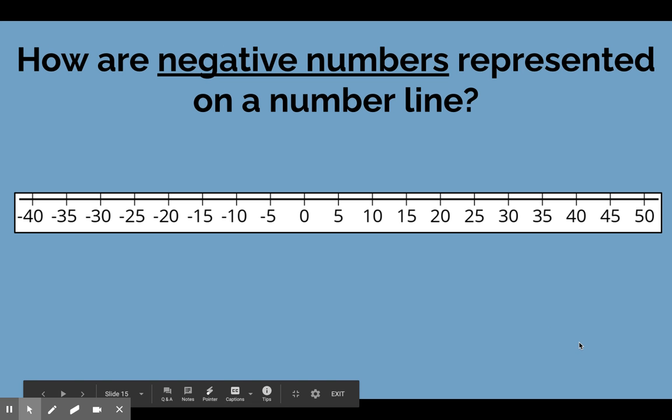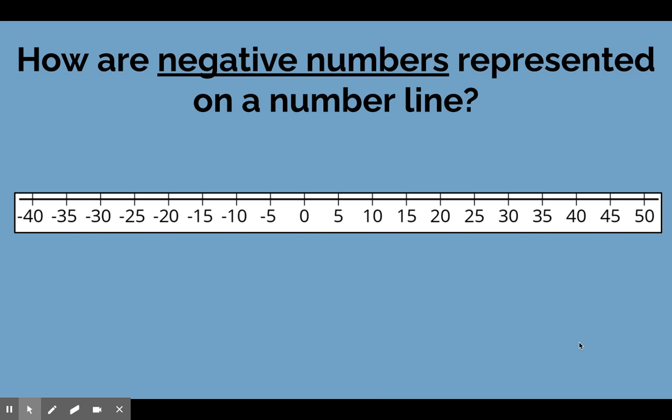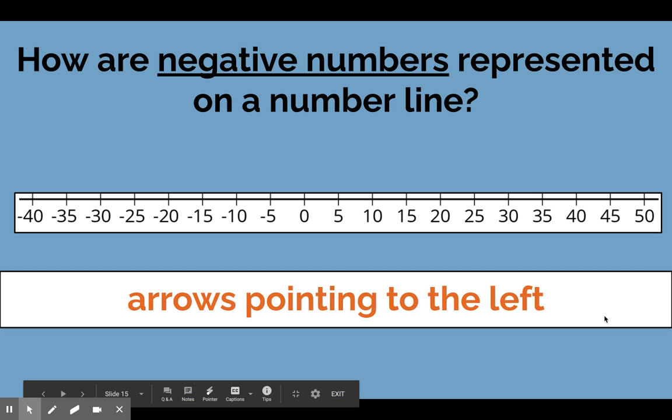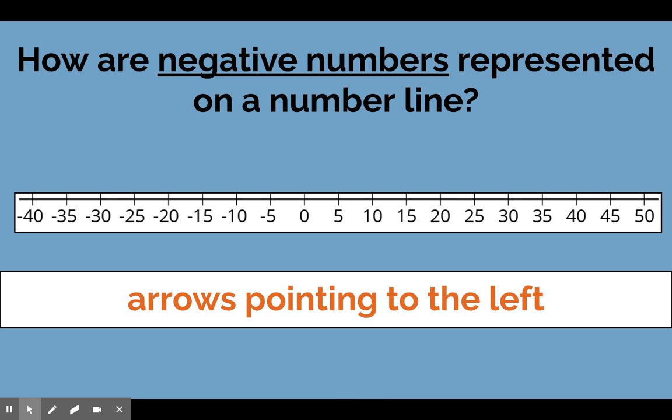Now, how are negative numbers represented on a number line? Once again, you can put it in the chat or unmute yourselves to answer the question. How are negative numbers represented on a number line? By arrows pointing to the left. So arrows pointing to the left.